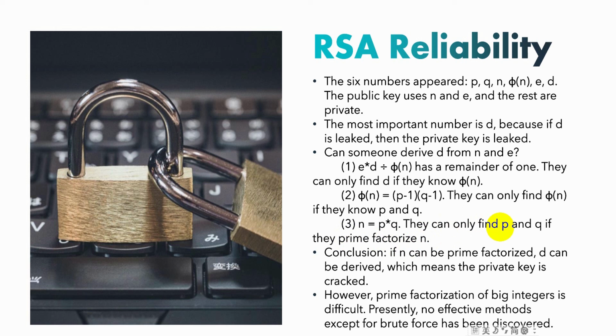But in real life, the prime factorization of big integers is very difficult. Presently, no effective method except brute force has been discovered. So you basically run the computer for a very long time and try to find the prime factorization of it. And also, if the key is 1024 digits long, then it cannot be cracked. That's why we want the N to be really big, and that makes it the safest.